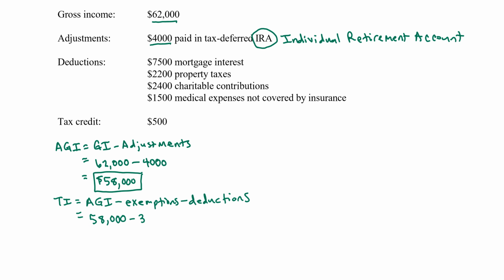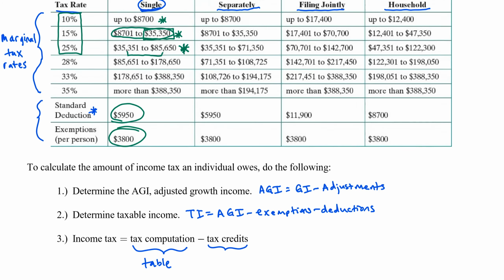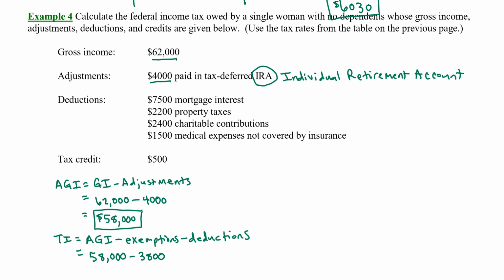Now, her standard deduction, remember, I hope you're not getting dizzy from all this scrolling. Her standard deduction is $5,950, but I want to compare standard deduction to itemized deductions and see which one is bigger, okay? So I'm going to make a quick little note right here. Standard deduction is $5,950. And these are her other deductions. So $7,500 in mortgage interest, $2,200 property taxes, $2,400 charitable contributions, and $1,500 in medical expenses not covered by insurance.